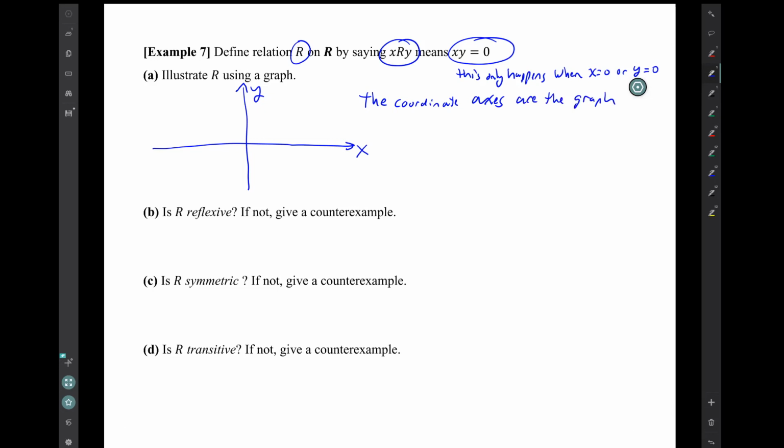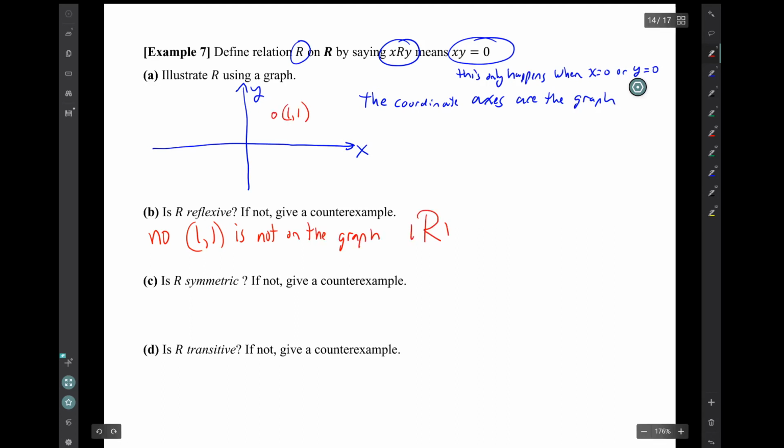Is this relation reflexive? Well, no. You can see that the point 1, 1 is not on the graph. So 1 is not related to 1. It's because 1 times 1 is not equal to 0. Is the relation symmetric? Well, for that we think about the symmetry of the graph. Look at all the points that are on the graph, all the points that are on these axes. Their mirror images across that green line are also on the graph.